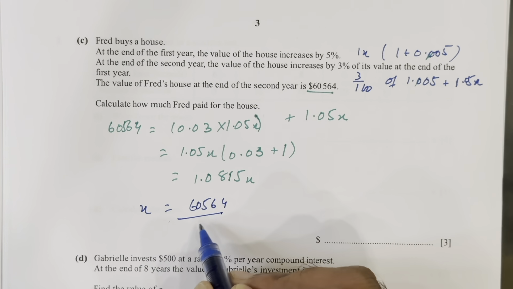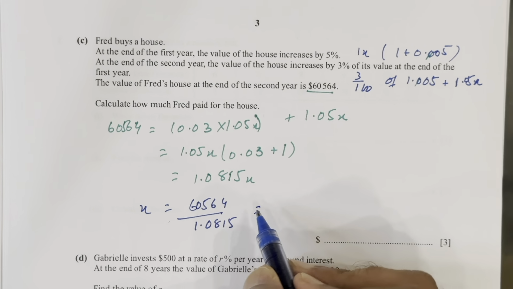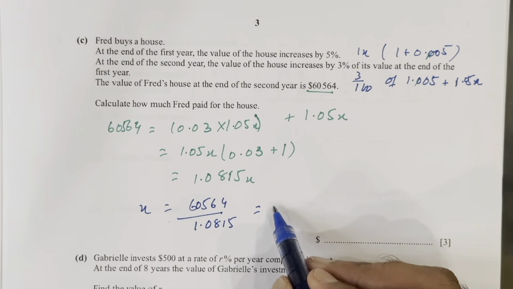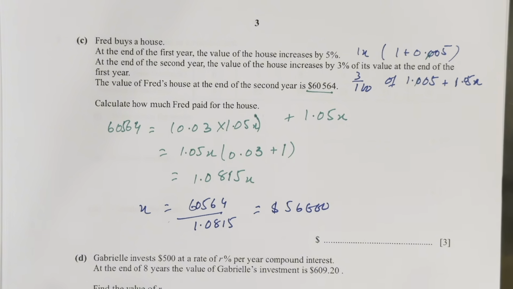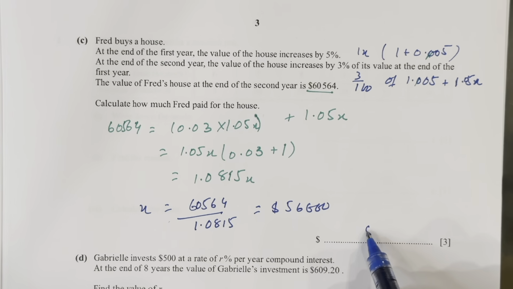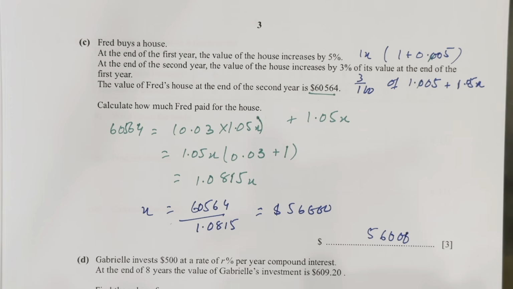After dividing 60564 divided by 1.0815, we get the value of 56,000. So that was the amount at which Fred bought this house.